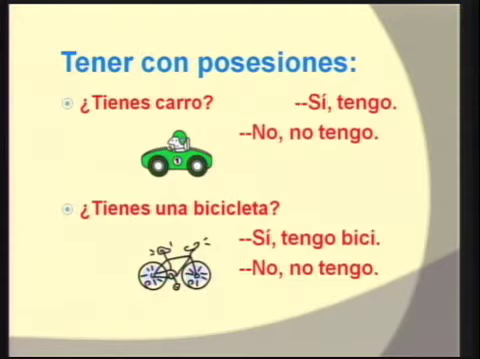Now, as you probably already know, we use tener with possessions. Tener con posesiones. ¿Tienes carro? Do you have a car? Remember, carro is car in Mexico. In Spain, do you remember what it is? Coche. ¿Tienes carro o tienes coche? Sí, tengo. No, no tengo. ¿Tienes una bicicleta? Sí, tengo bici. No, no tengo.